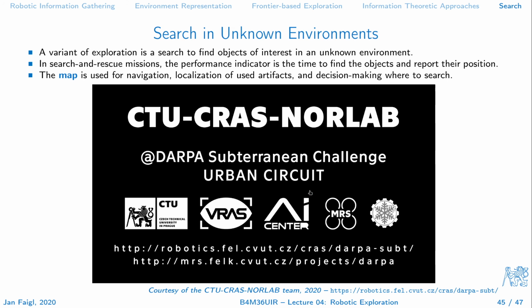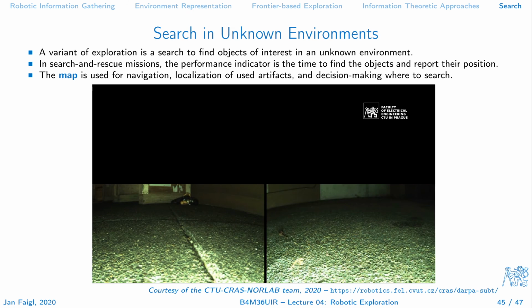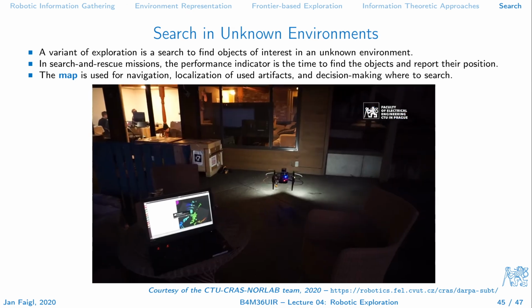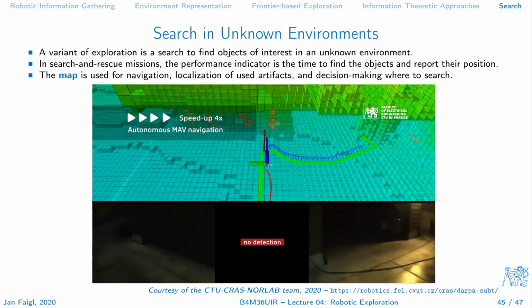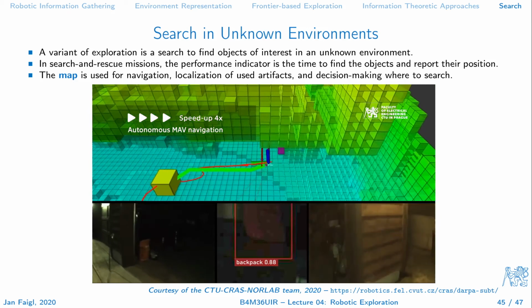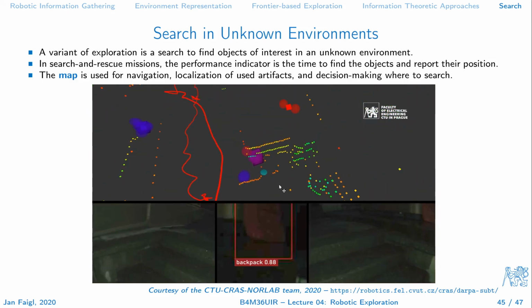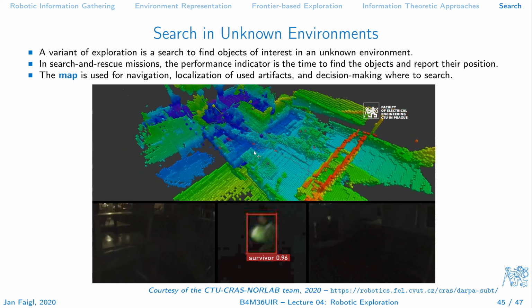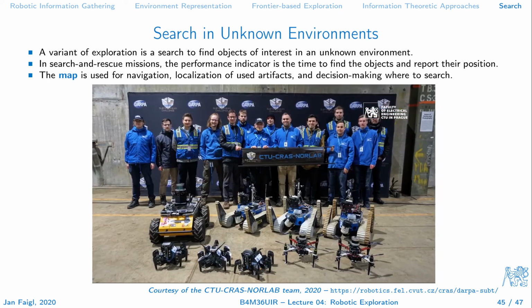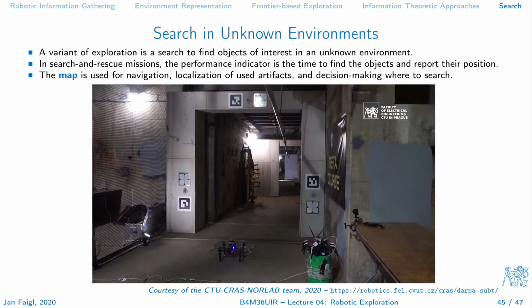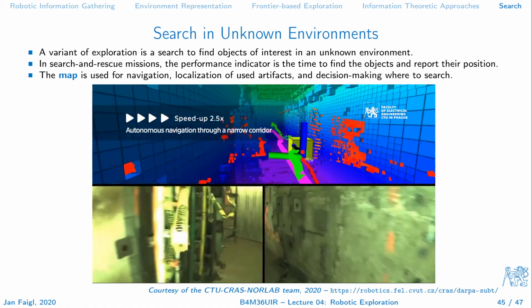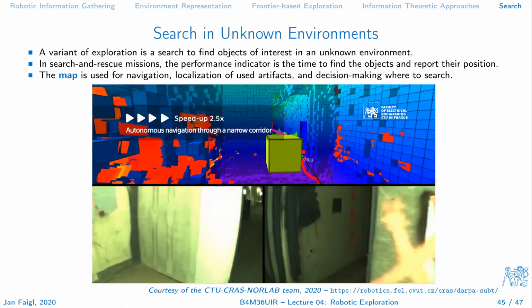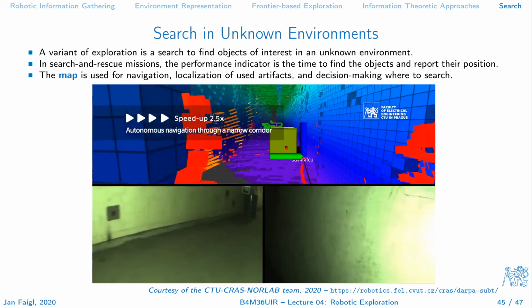So what you can see here is an example of the performance of the CTU Krasnoe lab team during the DARPA Subterranean Challenge, Urban Circuit. Here the robots are requested to, fully autonomously once they enter the site, explore and search the environment, find the artifacts, report what type of artifact it is, and report the position within 5 meters.